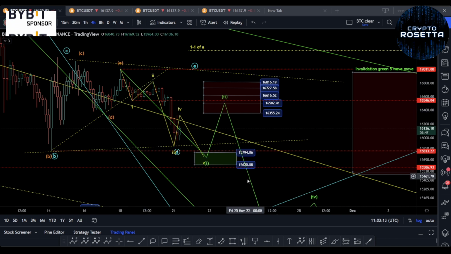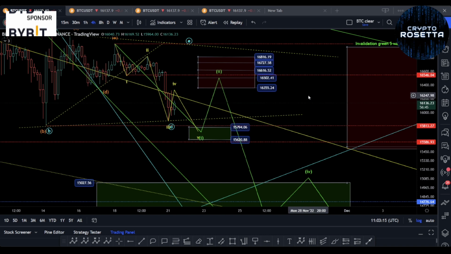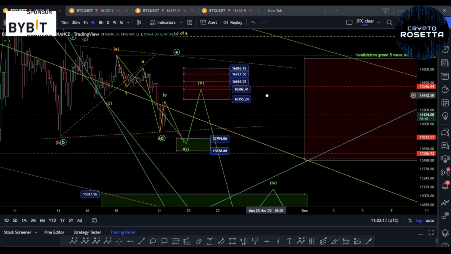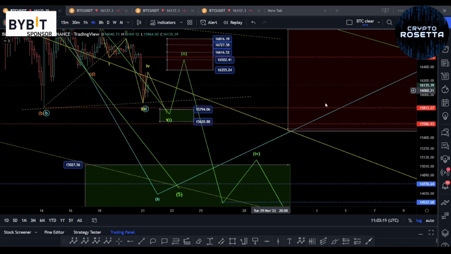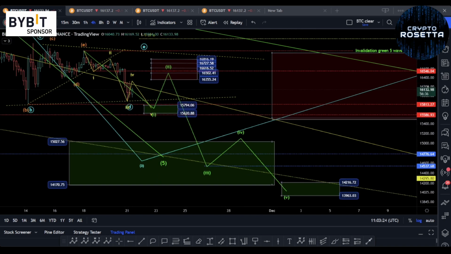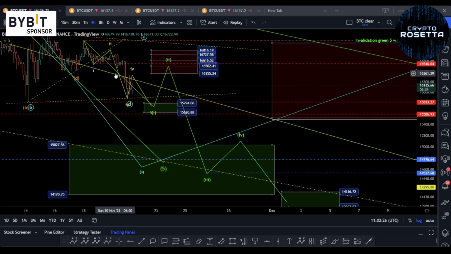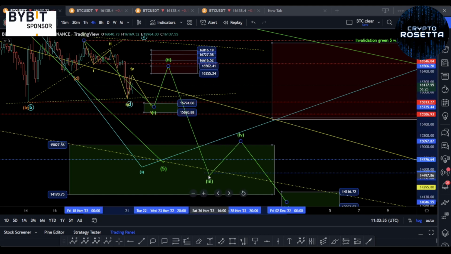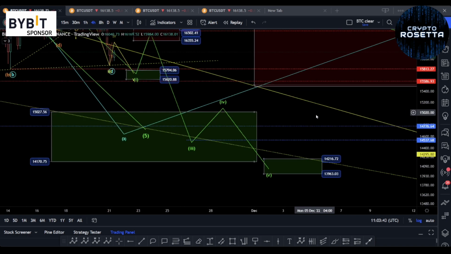We could retest this, find resistance, get rejected. So that's my thought process behind that. If that is the case, then this green five-wave move that we have here could be looking to play out, where we have this as a 1-2. Confirmation of this green five-wave move that we have plotted out here would come at crossing 14,537.